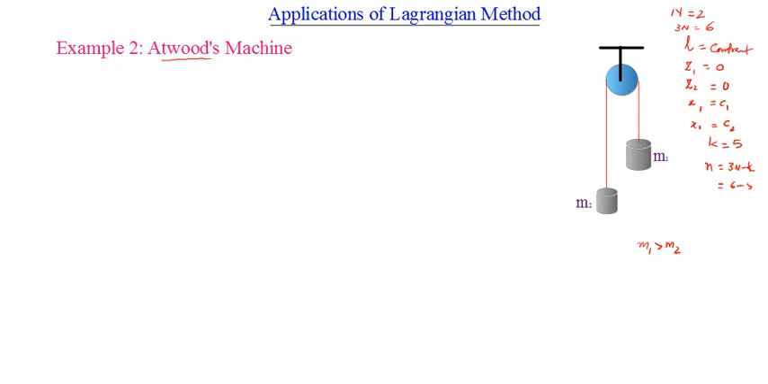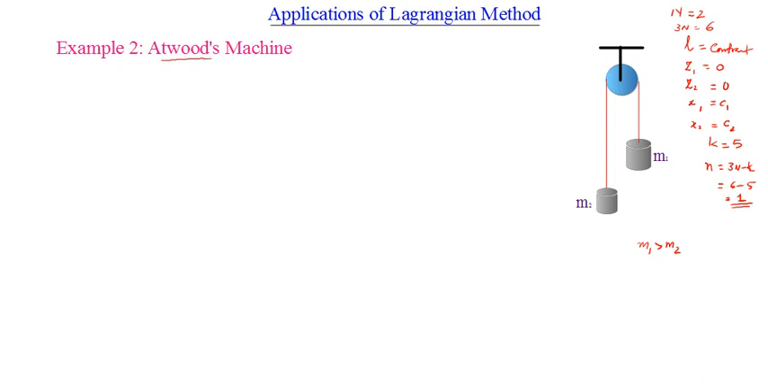So what does it mean? The number of degrees of freedom of this particular system is only 1. Why 1? The reason is well and clear: you need to specify only one coordinate, either of m1 or of m2, at any instant. For example, let me do one thing.